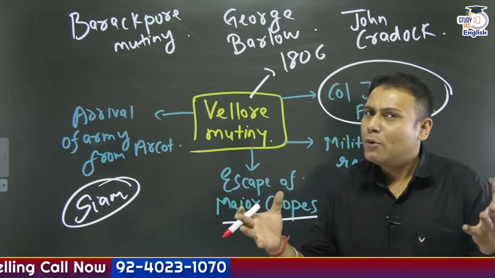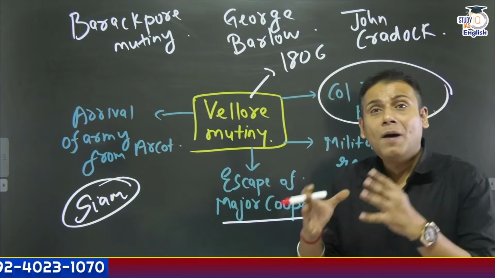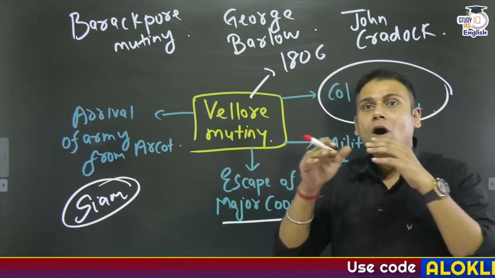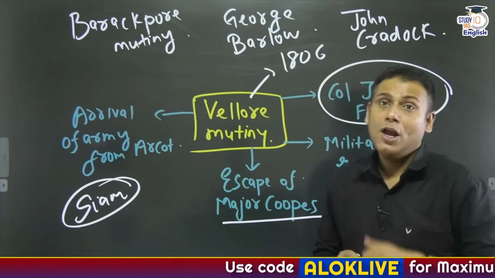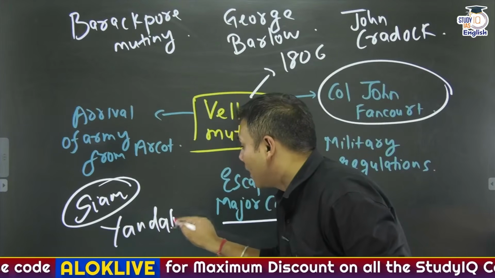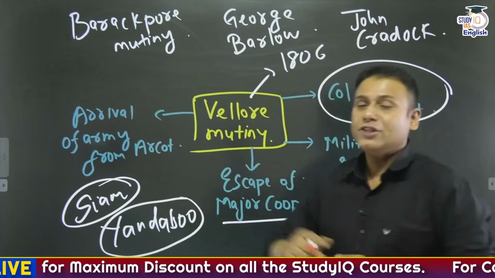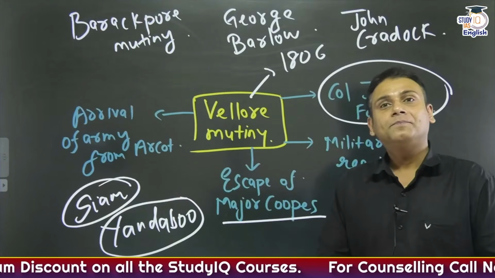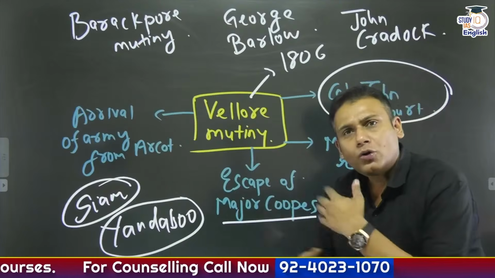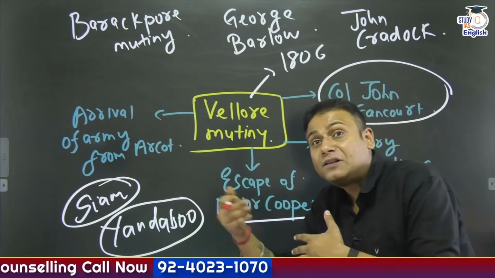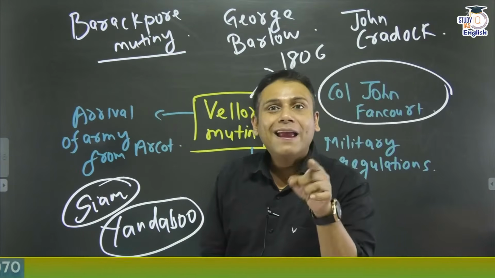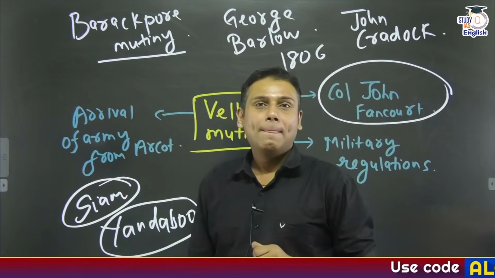And finally, Burma was defeated. Burma had to give back the territories that they had conquered. Burma had to pay a war indemnity as a part of a treaty, which is referred to as the Treaty of Yandabu. Yandabu is the name of a village which is located in the region of Burma. So specifically, after this, there was a mutiny which is called the Barakpur Mutiny of 1824.